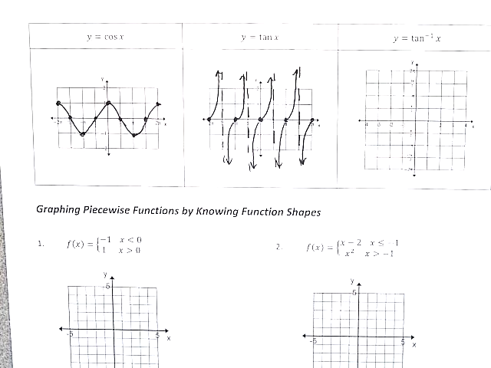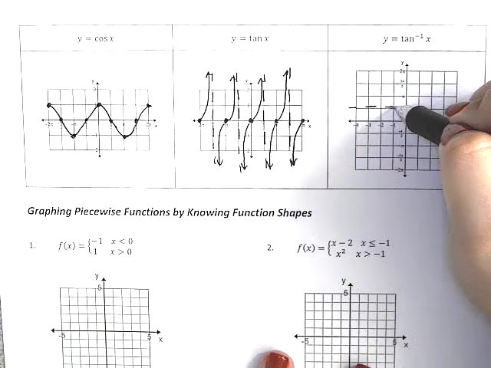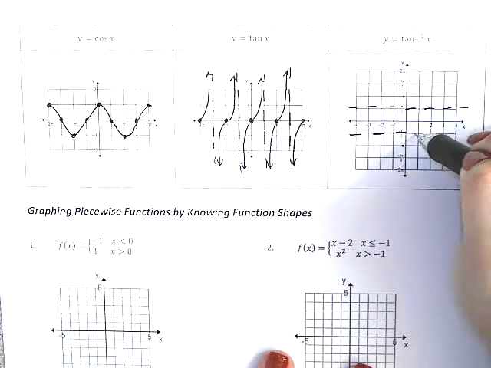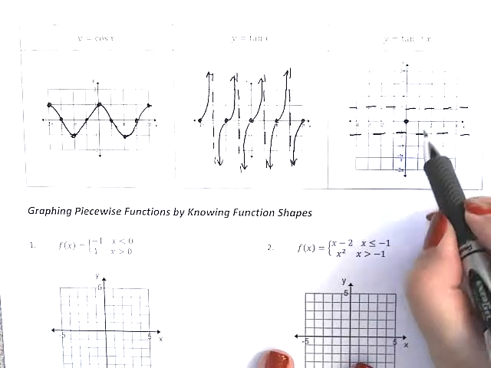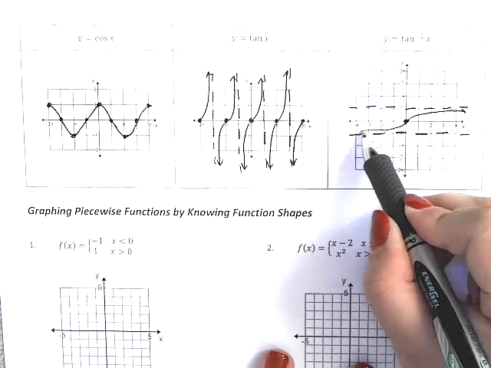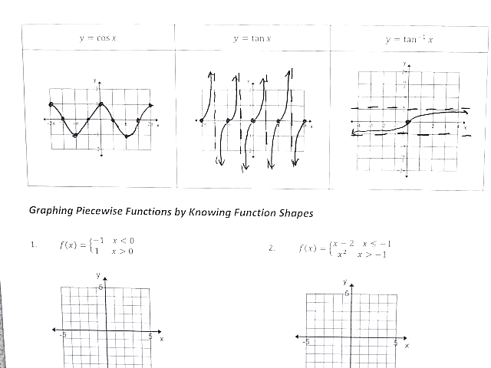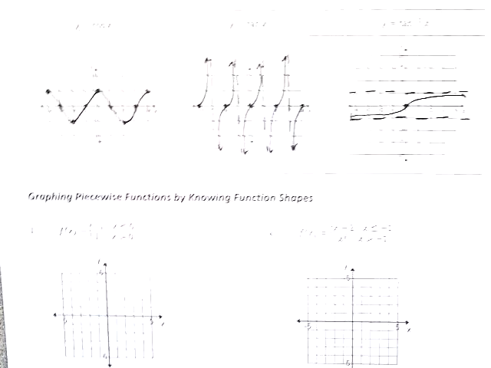Tangent inverse is pretty much tangent on its side. So we're going to have asymptotes at pi over 2 and negative pi over 2. And we still have the point 0, 0. And then it's going to curve towards your asymptotes, like that. So it's almost like a cube root function, except that it's trapped between negative pi over 2 and pi over 2. All right, so we are going to use all of these different graphs to help us graph these other ones.